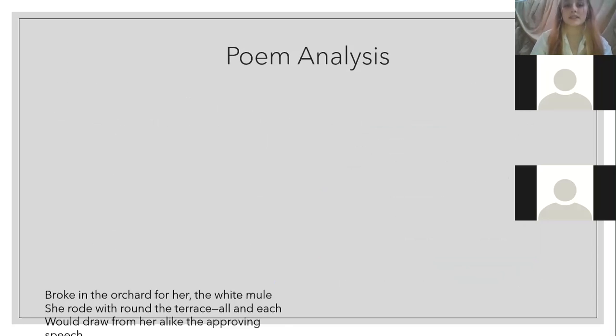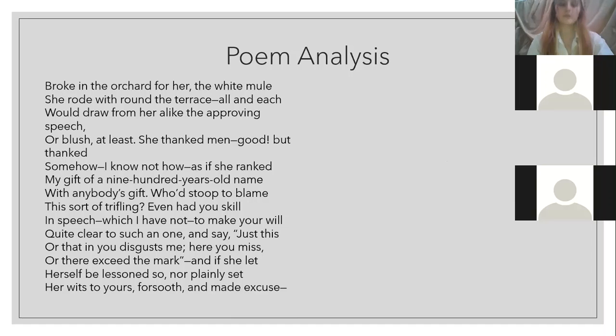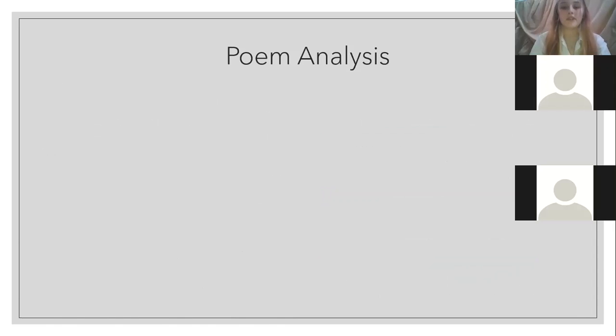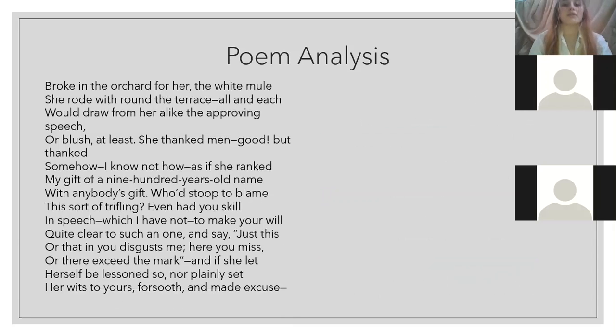And then moving on to the second half of the poem. Actually, if we take a look at this: "the bough of cherry some officious fool broke in the orchard for her, the white mule she rode round the terrace, all and each would draw from her alike the approving speech." Pardon?